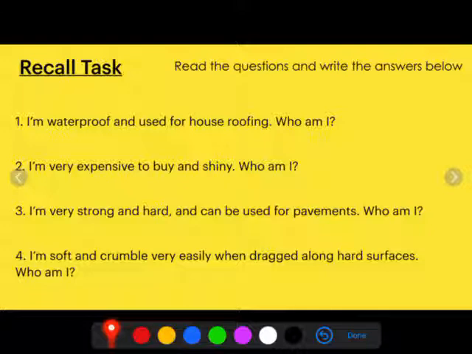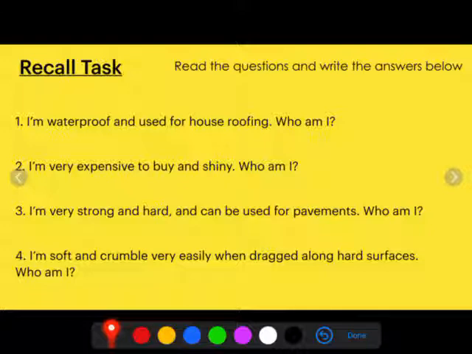Who am I? So think about all of the rocks that we have had a look at over the last couple of weeks. You've been watching all the videos of the teachers from school, doing the investigations. Which rocks have you been looking at? So we've looked at slate, granite, limestone, sandstone, chalk. We've looked at various rocks. Now, maybe one of those rocks you've been looking for could be the answer. So I'm waterproof and used for house roofing. Who am I? And you can just leave an answer below.